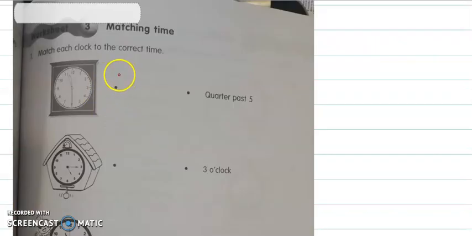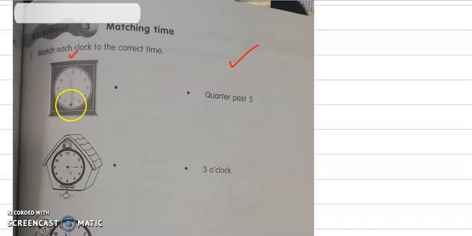Now after learning all these vocabulary words, let's do this activity page to do our exercise. Here you can see the first clock. We have to match the clock to the correct time. Here in this column the time is written, and here on this side we have the analog clocks. So we have to match the correct time.